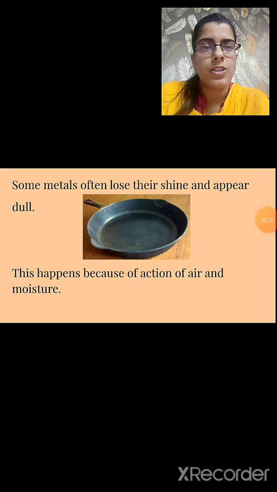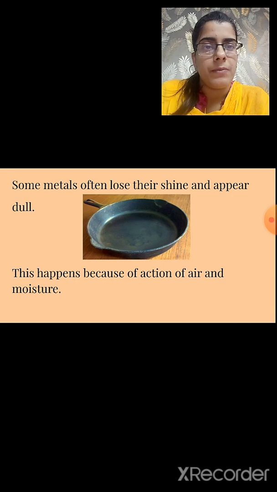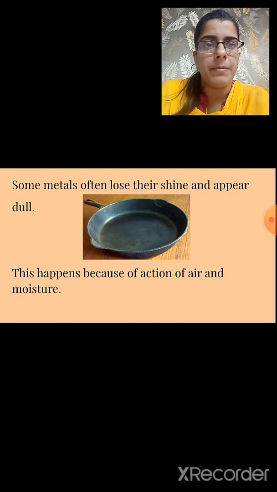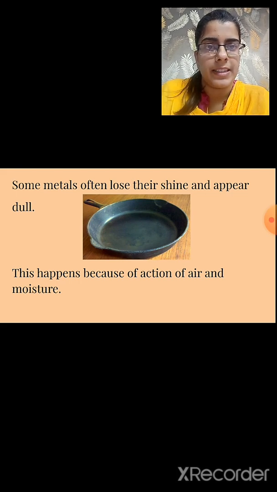Some of the metals often lose their shine and appear dull. So what happens after some time? Some of the metals lose their shine and they appear dull. Why does this happen? This happens because of the action of air and moisture. Due to air and moisture, the metals become tarnished. That is, they lose their shiny appearance.